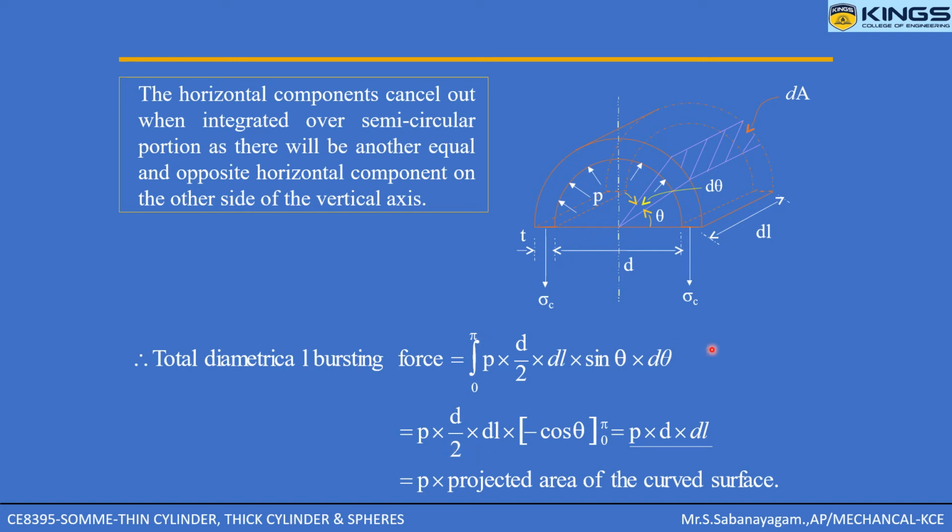On integrating this, p into d by 2 into dl is a constant, so it will be taken outside the bracket, and the integration of sin theta will become minus cos theta with the limit 0 to pi. Then on solving this, we will get p into d into dl. P is the pressure, and d into dl will be the projected area of this curved surface, right? I'm giving the pointer on this area.